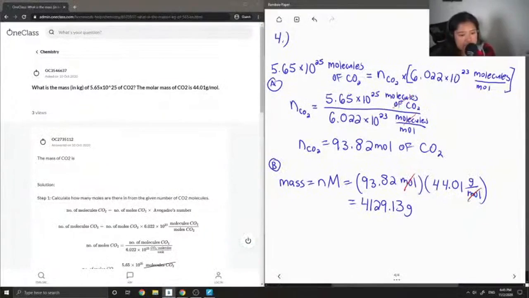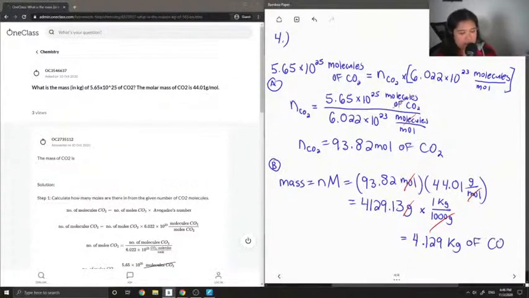So then we just have to do our conversion factor, which is pretty much dividing by 1,000. But if you don't know how to do that, then I'll just write it down here. So there are 1,000 grams in 1 kilogram. Let's show the units canceling out. And you get 4.129 kilograms of CO2.